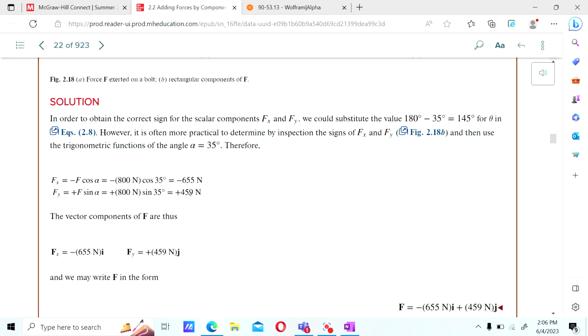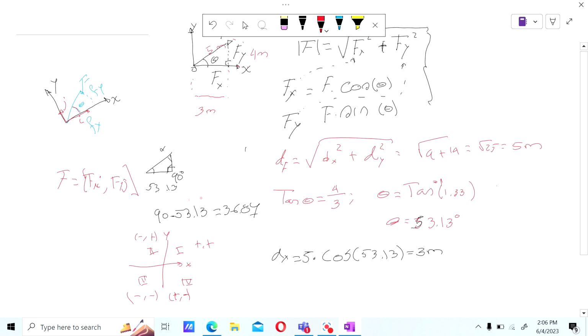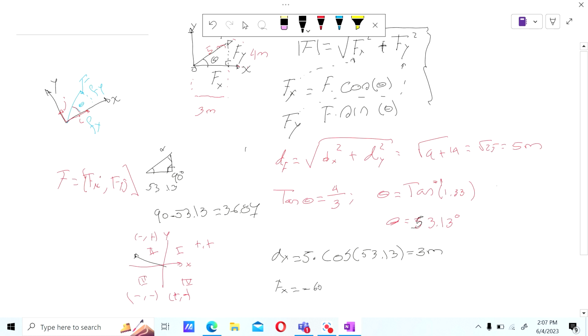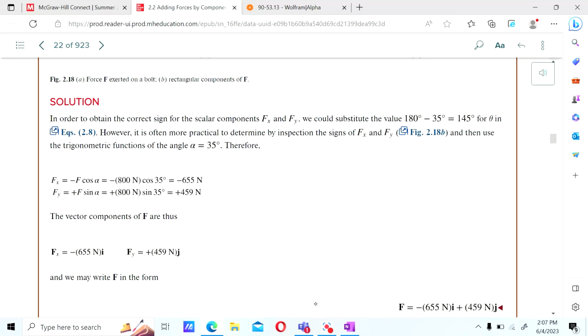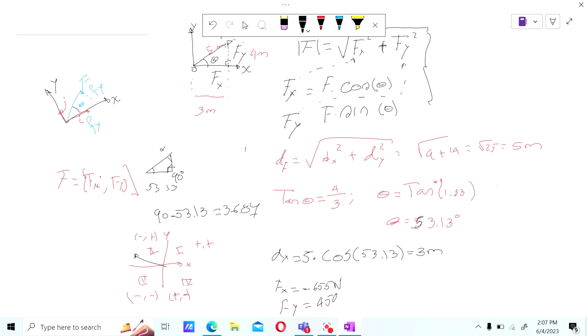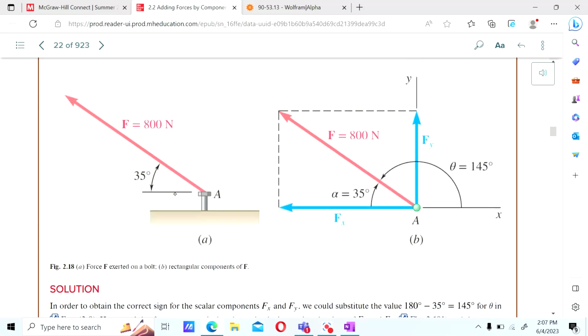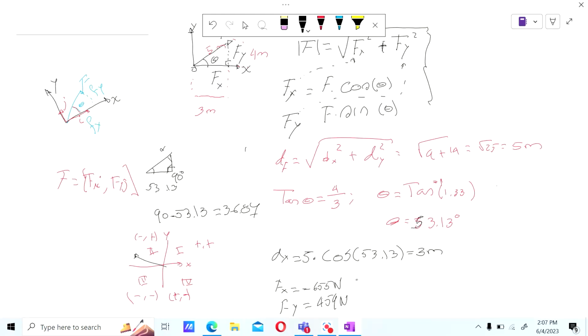The component in the y direction is going to be positive. And when you get your force, so if this force was like this, Fx was equal to negative 655 newtons, Fy equals 455 newtons. They're asking you to get the total force. Let me see, it was given? Yeah, it was given. But let's say that it wasn't given, and you need to get the total force.